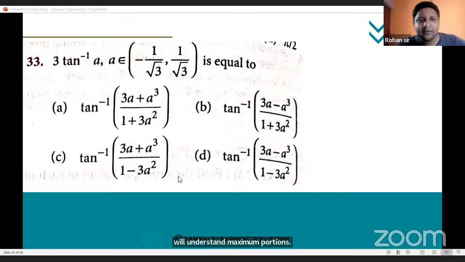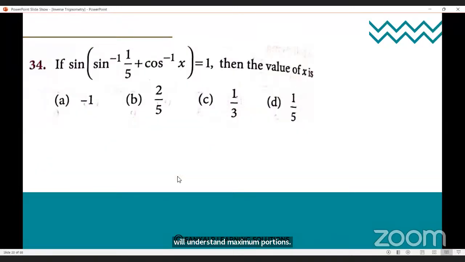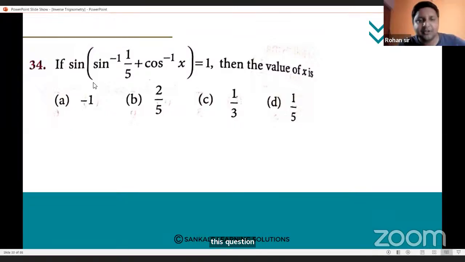Okay, next. This question has been picked up from your NCERT. Sine inverse 1 by 5 plus cos inverse x is equal to 1, then x is equal to.